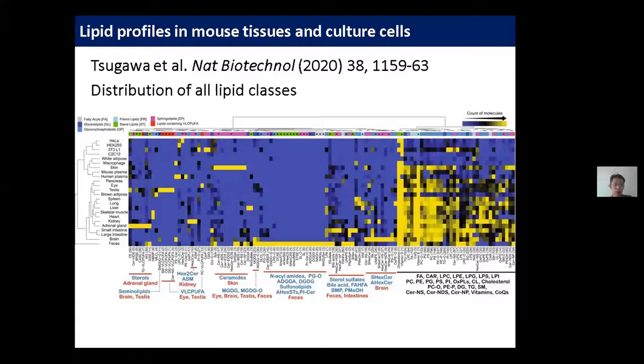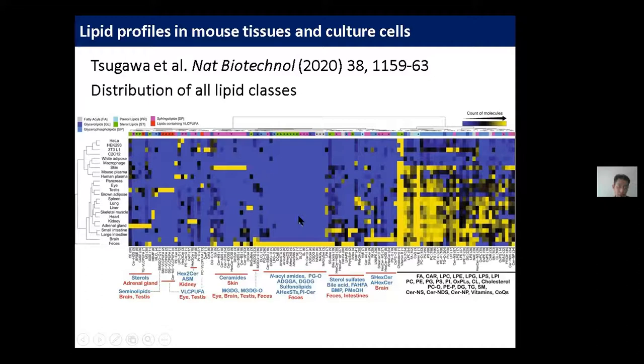And this picture is a supplementary figure for this recently published Nature Biotechnology article. It's a brief communication, a small report. But in this figure, the x-axis is the type of lipid classes. So there are about 120 lipid classes. And the y-axis is the type of mouse tissues and cultured cells. Yellow is abundant lipids, and blue is absent lipid classes.